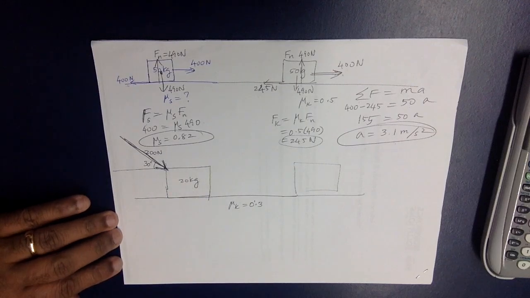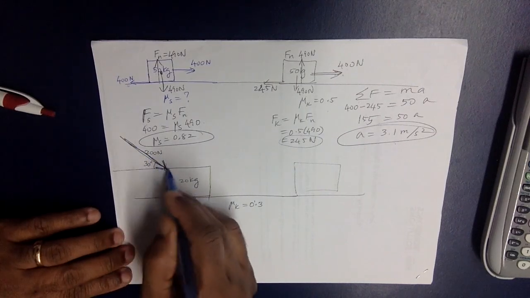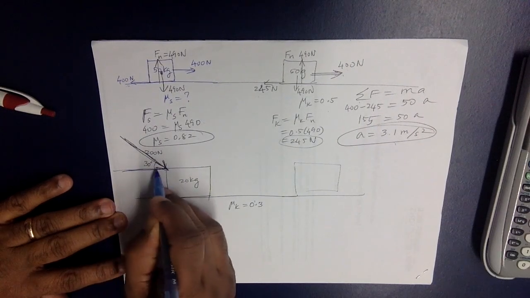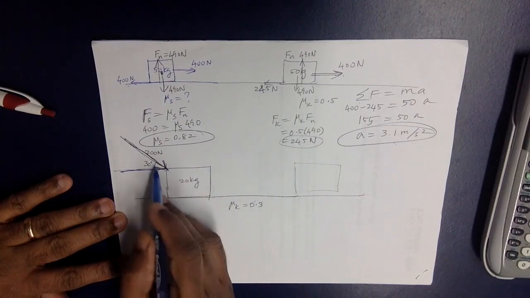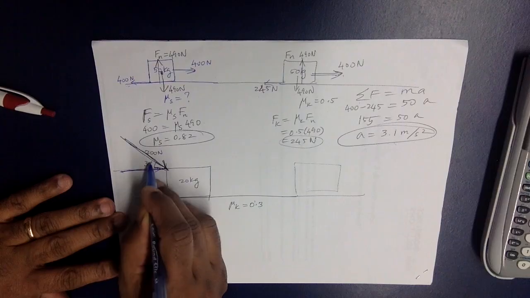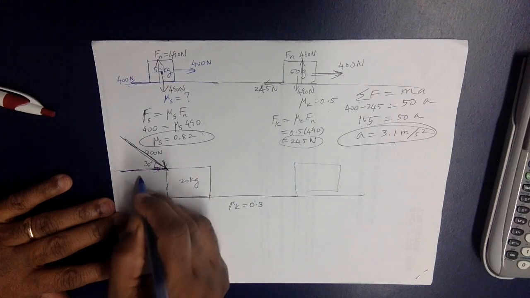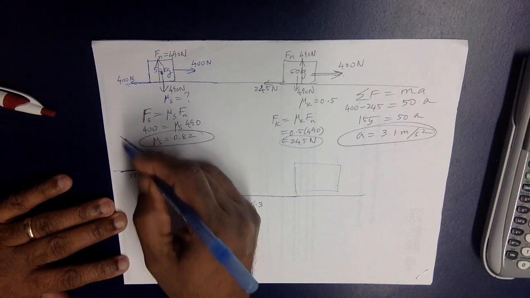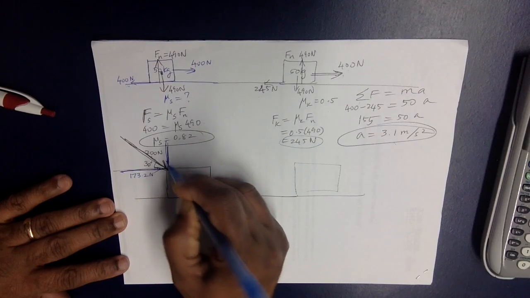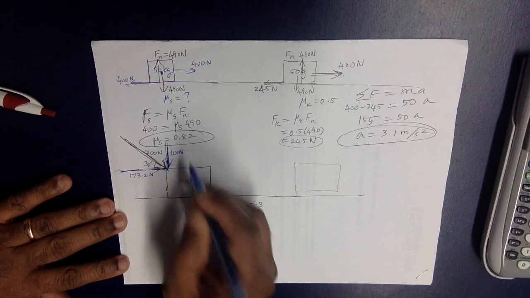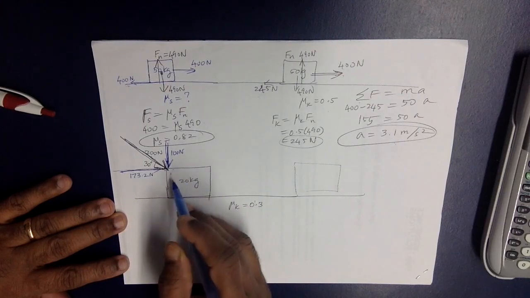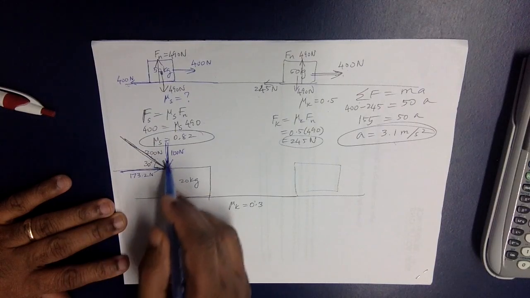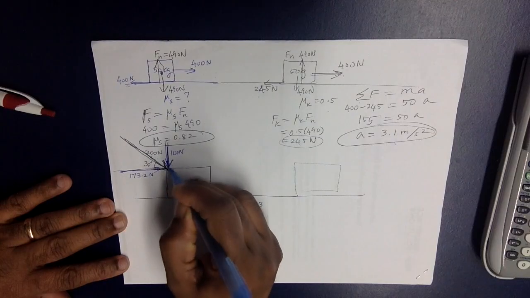So what do you do in such a problem? The first thing you should do is resolve this force into two components. One is the adjacent component, that is 200 cosine 30. Put it on the calculator and you'll see it's 173.2 newtons. And 200 sine 30 is the vertical component, which will be 100 newtons. So these are the two forces that are coming in. This is downward.